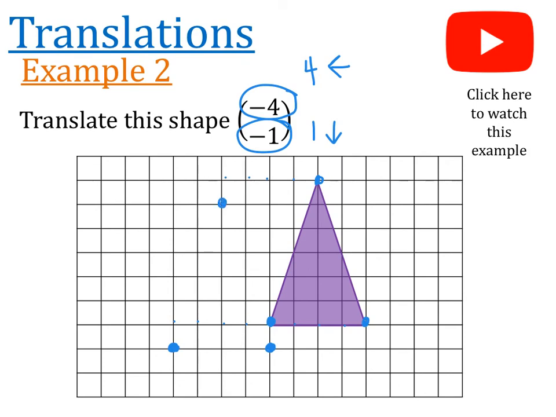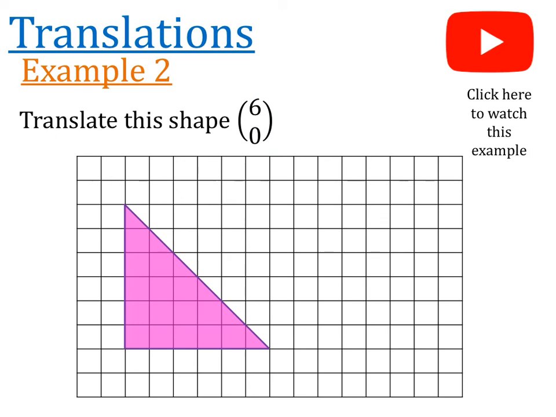And then the last thing I do is, as best I can, join it up using a ruler. I still don't have a ruler, but you're going to have a ruler. So there you go. There's my new blue triangle. It should look exactly the same as the purple one, just been slid 4 to the left and 1 down.